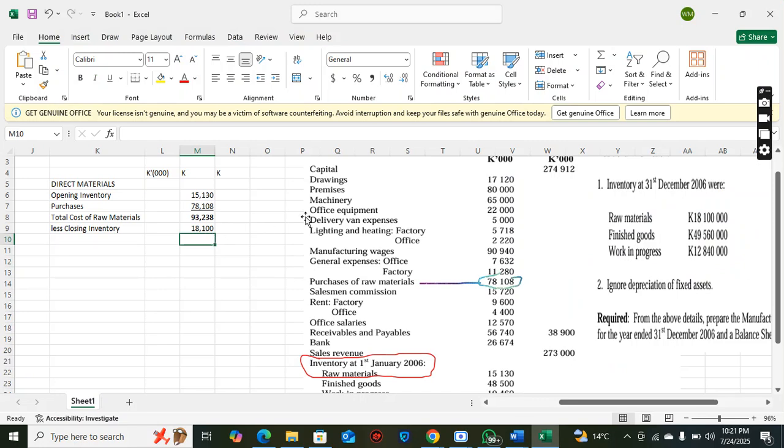All the delivery van expenses. As I said, you never deliver raw materials to your customers. So these delivery van expenses are actually carriage outwards.